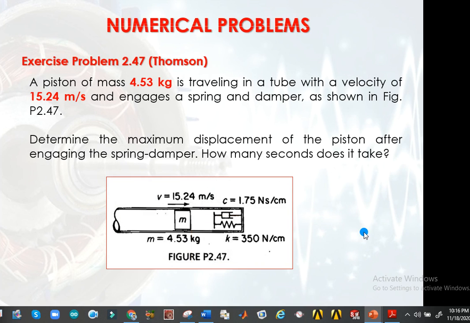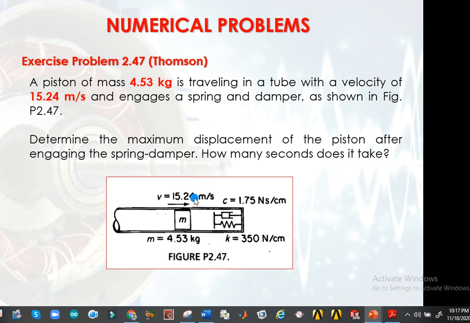So this is our last numerical that is related with the damped free vibration. In this numerical we can see that we have a piston of mass 4.53 kg that is traveling in a tube with a velocity of 15.24 meter per second. So this is your piston assembly. Okay, this is your cylindrical assembly in which we have a piston. Mass of piston is 4.53 kg, velocity of the piston is 15.24 meter per second.